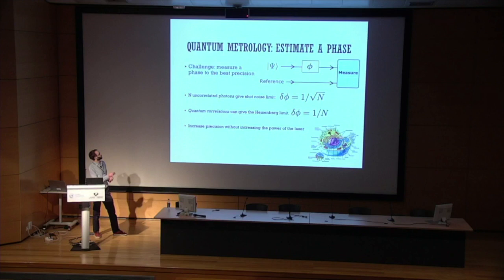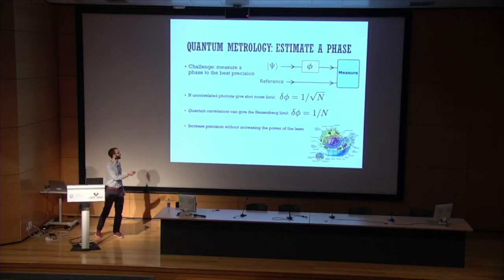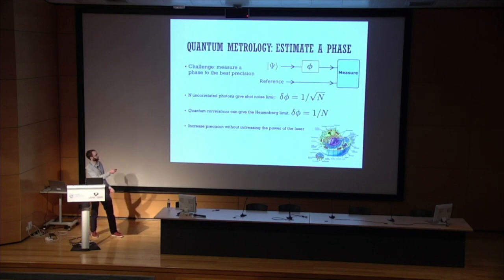So quantum metrology, one of the main tasks is estimating a phase shift to the best precision that you can. Normally, we take a quantum state, psi. We then apply a phase shift to it. And because phase shifts are always relative to something else, we need some sort of reference that the phase shift is relative to. And then we perform a measurement on the state and the reference. And the main goal in quantum metrology is to measure this phase shift to the best precision that you can.